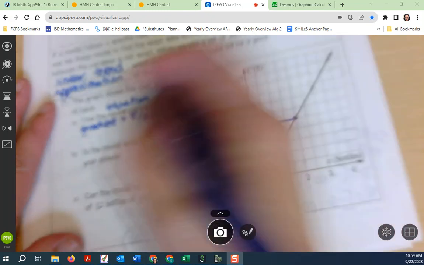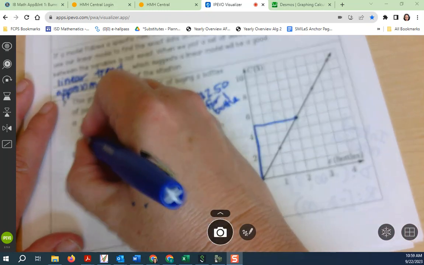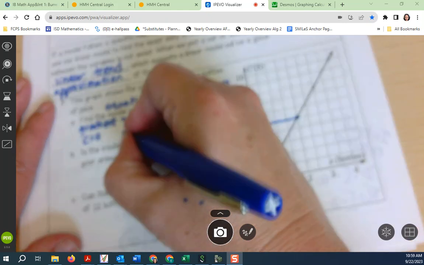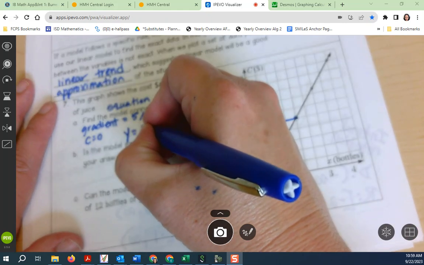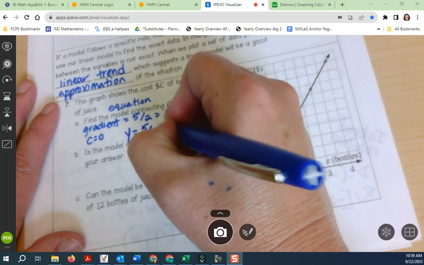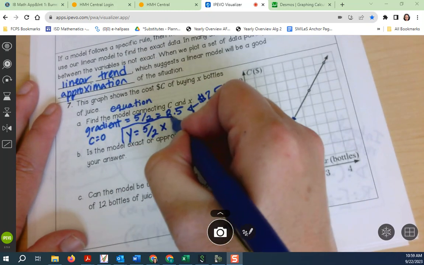All right, so we said our y-intercept, which is our c, that was 0. And so our equation would be y equals 5/2 x plus 0, which simplifies to y equals 5/2 x.